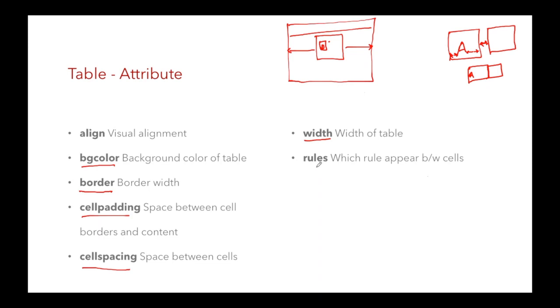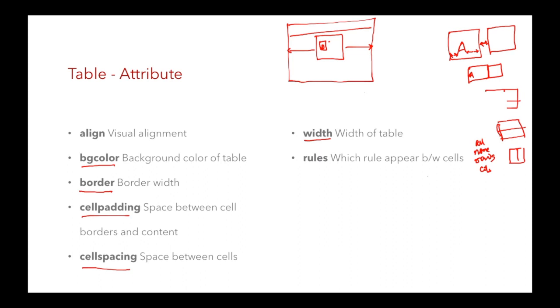Rules is another important attribute which is not often used. When you specify rules with values all, none, rows, cols, the rules or lines are basically added to the specified values. When you say all, lines will be added across all the cells. When you say just rows, lines will be added only to the rows. Your table will look something like this. And when you say the value as cols, only columns will be given the lines. Some of the tags we will see directly in Sublime now.